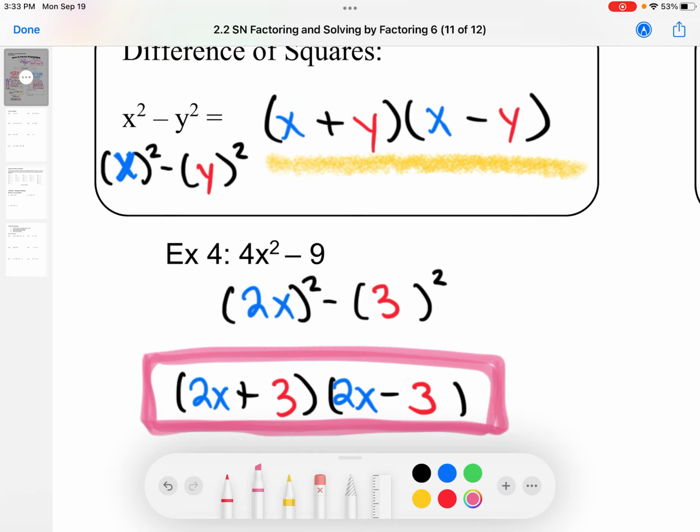Take the square root of each term, add them in one parentheses, subtract them in the other parentheses. Now, you do want to check each of these and make sure there's not another difference of squares. And in this case, neither one of those factored terms has squares, so we're safe.